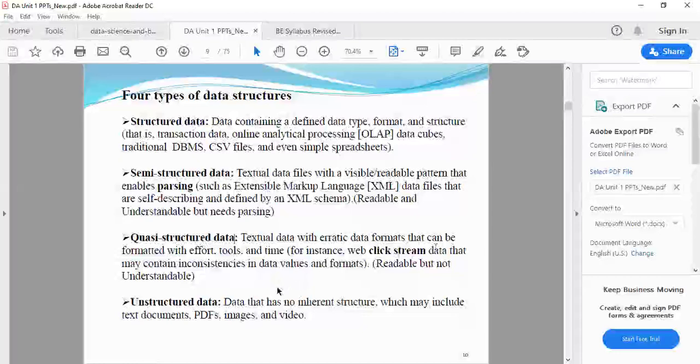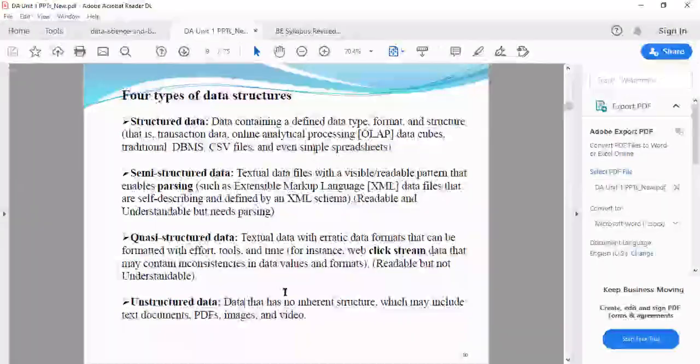Okay. Fourth one is unstructured data. Data that has no inherent structure, which may include text documents, PDFs, images, and videos. These are the 4 types of data structures.